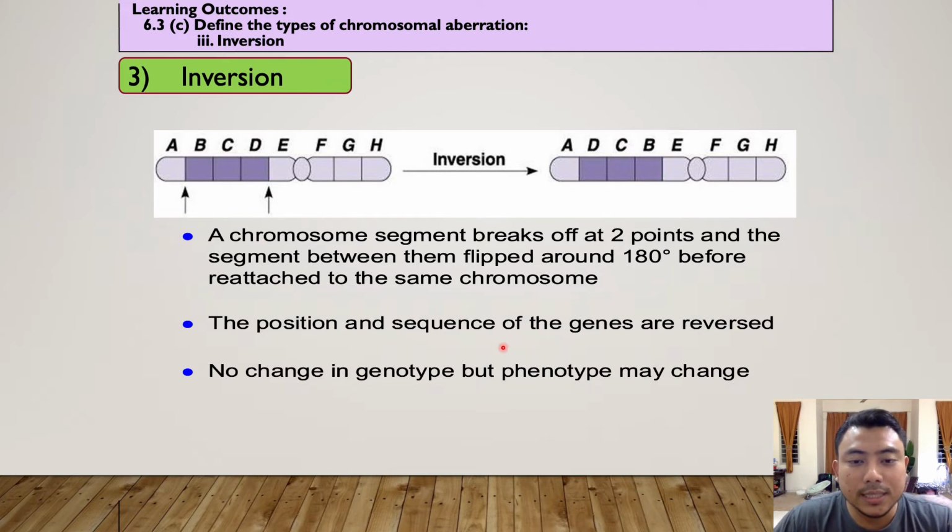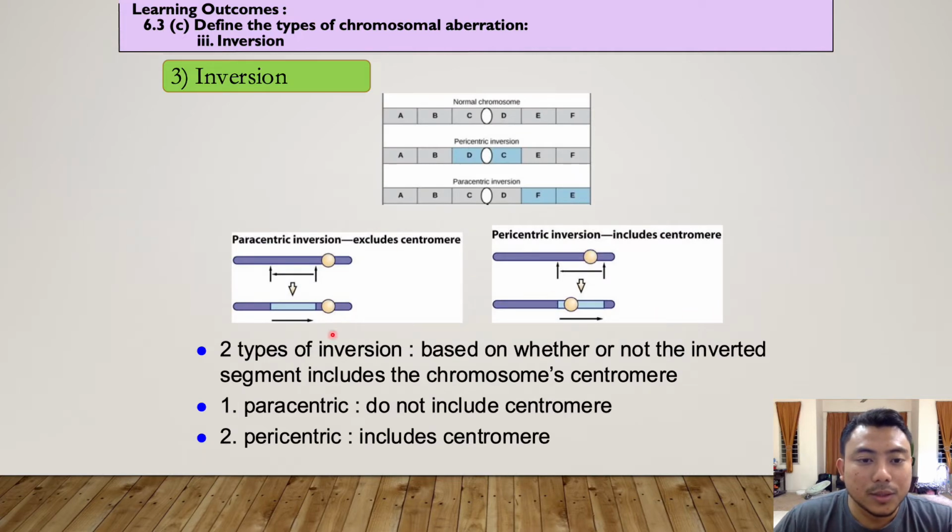The position and sequence of the genes are reversed. No change in genotype, sama je, tapi phenotype dia may have a change. Okay. So, there are two types of inversion based on whether or not the inverted segment includes the chromosome's centromere. Maknanya terlibat ke tak centromere dekat tengah-tengah ni. Okay, yang ini paracentric. Okay, paracentric do not include centromere. Maknanya walaupun berlaku inversion tu, tapi tak mengganggu centromere yang di tengah-tengah ni. Okay, manakala kalau pericentric, it includes the centromere.